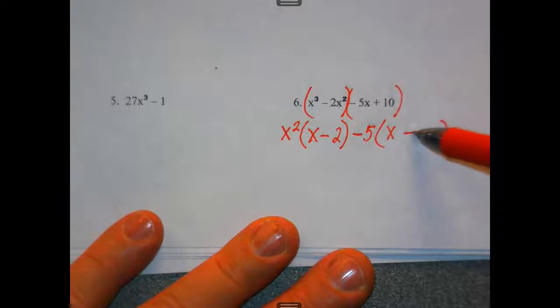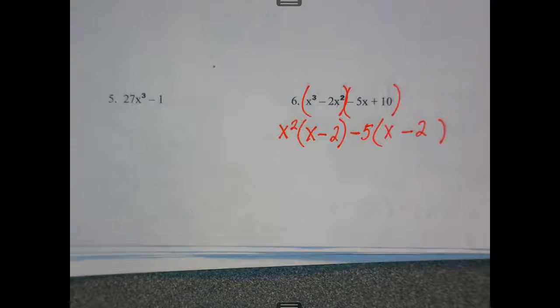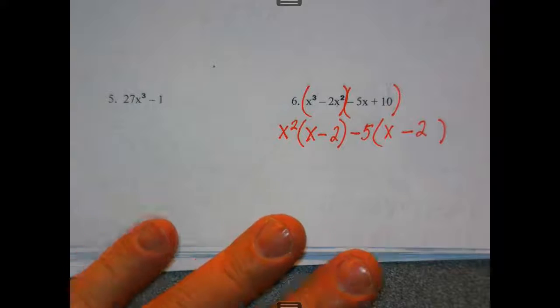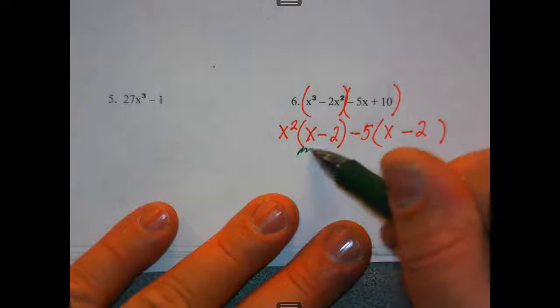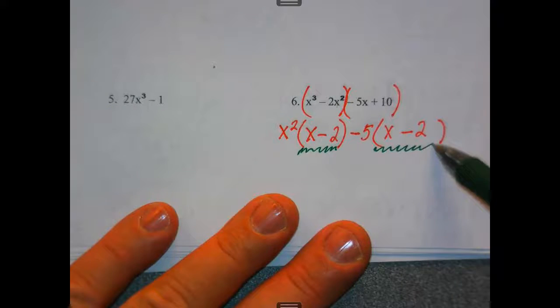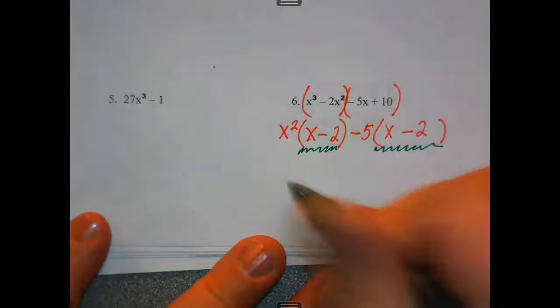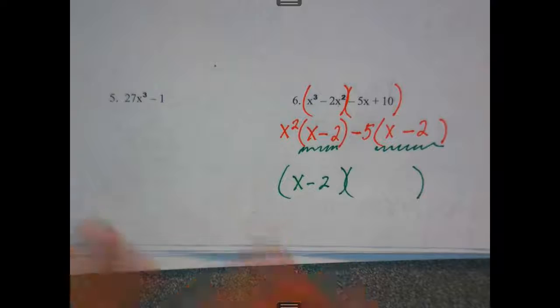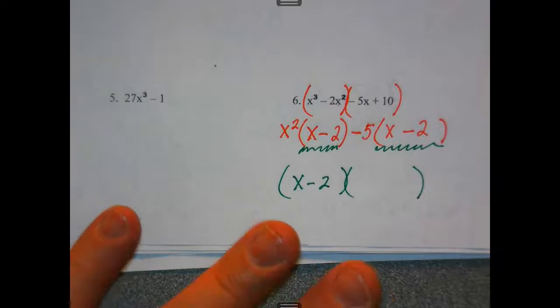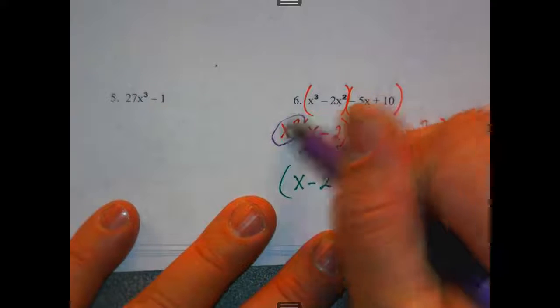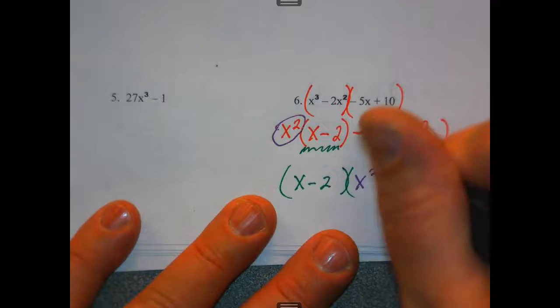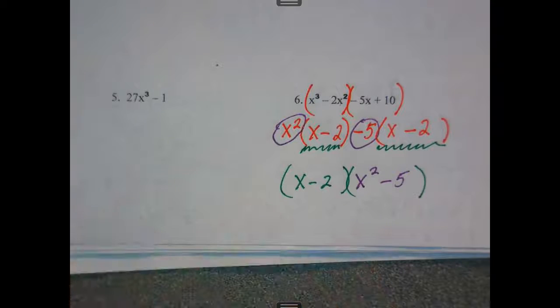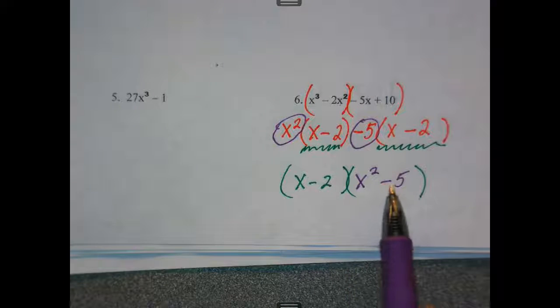X minus 2. Okay. Now, the whole idea here, factor by grouping, was to get a quantity that's the same so that I can take that as one of my factors, x minus 2, and this is what I have left over, x squared minus 5. Now, make sure that you cannot factor this any further. And x squared minus 5, you cannot factor any further.